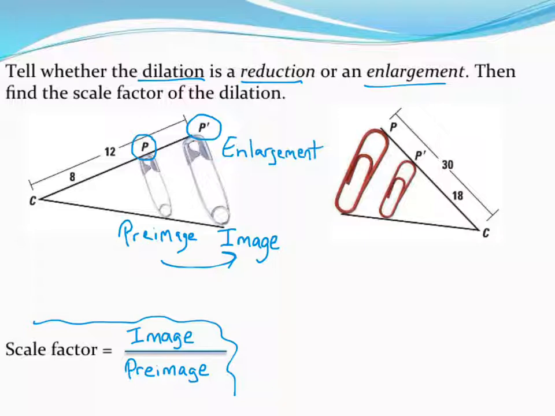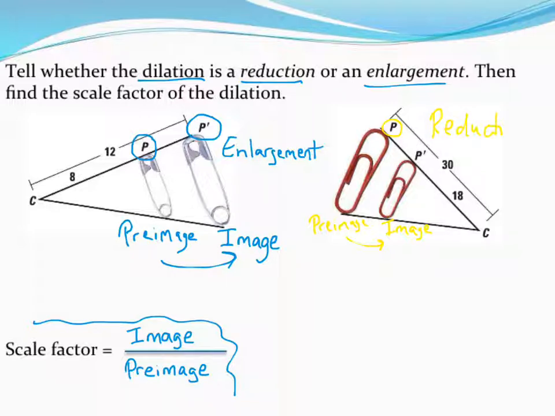In our paperclip example, this time I'm going to start the same way, figure out which represents the original figure, the pre-image. Again, check your labels to figure that out. So looking at my label, I can see that the bigger one this time is labeled just with the single variable without any primes. So this time the bigger figure represents my pre-image, and the smaller figure then represents my image. So again, going from the pre-image to the image, I can see that I'm getting smaller, then obviously this is going to represent a reduction.